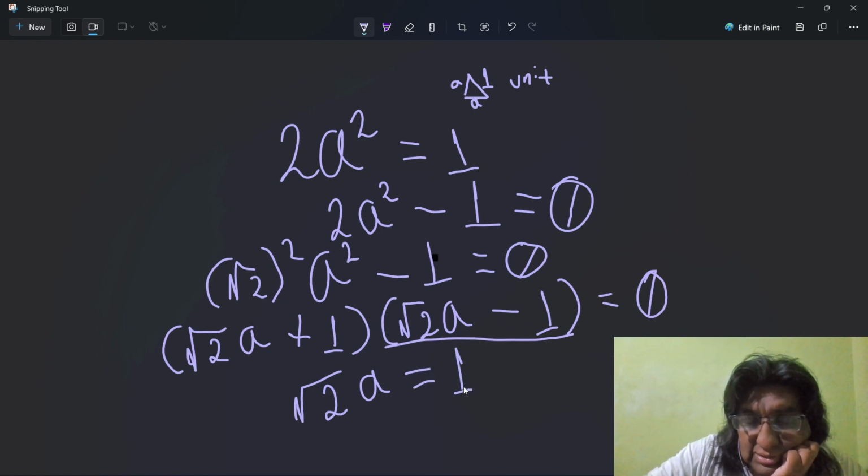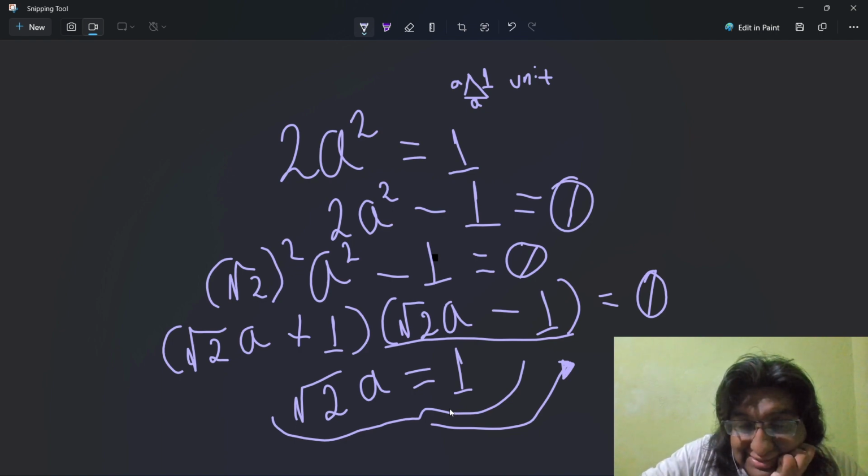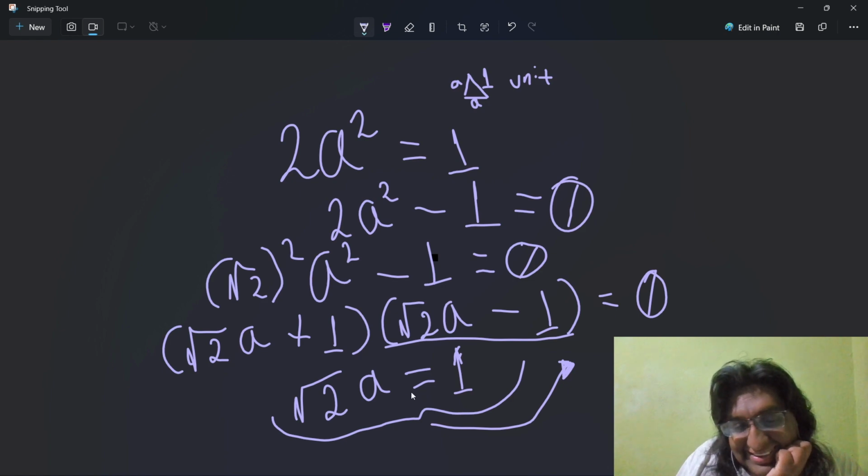equals 1, and all of these will take us to, I'm going to write this arrow. So again, you will put this square root of 2 over, dividing both sides by the square root of 2.